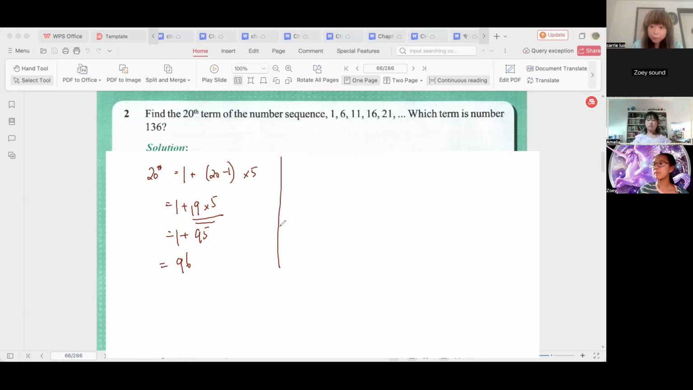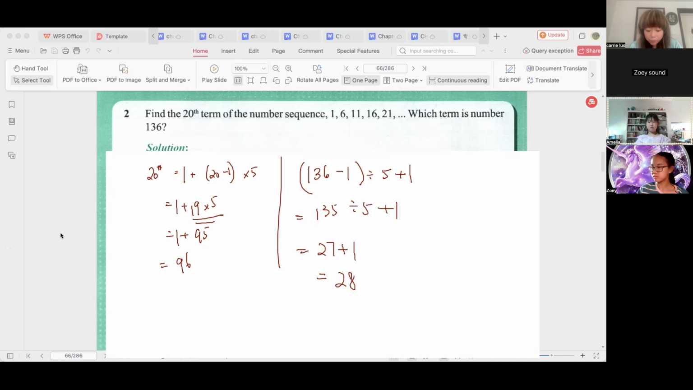So the second one, which term is number 136? So how do I do it? This is the last term minus the first term divided by differences and plus 1, right? So we're using the same thing. 135 divided by 5 plus 1 equals 27 plus 1 equals 28. Get it?